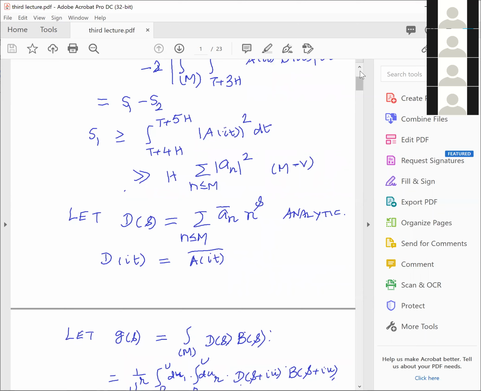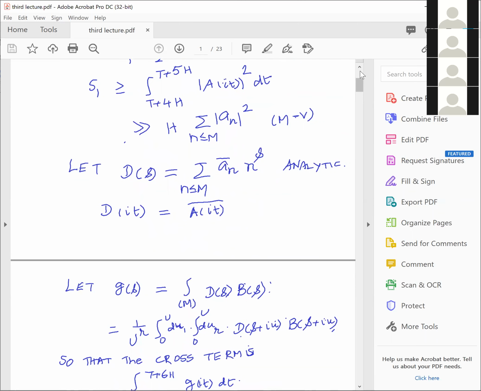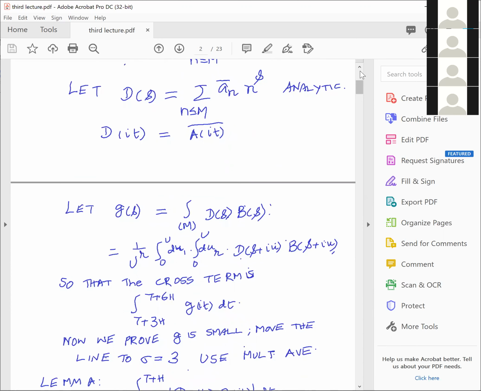Therefore, let g of s be not the integral from t to t plus h, but just the multiple average. G of s is the multiple average of d of s into b of s, which by definition is 1 over u power r, integral from 0 to u du1, 0 to u du2, etc., 0 to u dur, d of s plus iu, b of s plus iu. So then the cross terms are precisely the integral from t plus 3h to t plus 6h of g power it dt.